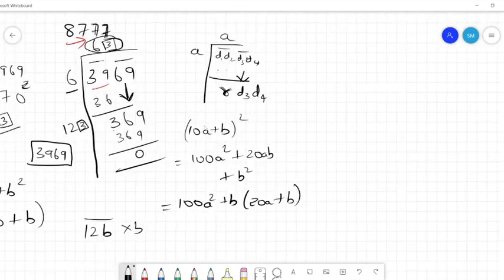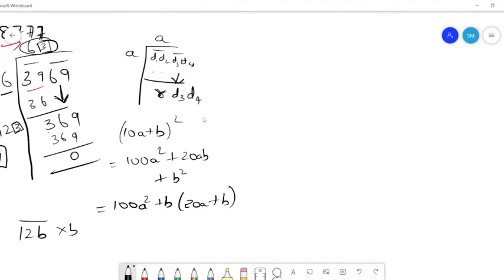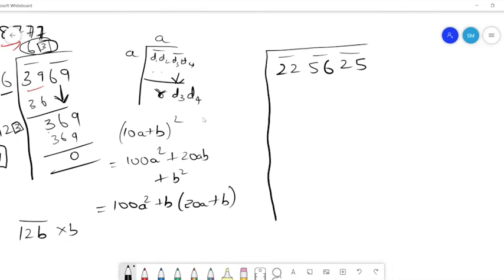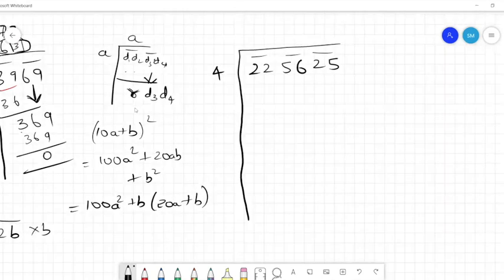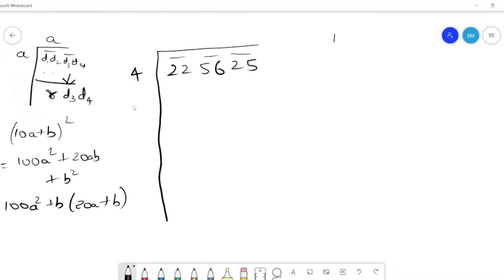So now I will take a bigger number and find its square root. So 2, 2, 5, 6, 2, 5. Using this method, I will write it like this. And what would my first digit be? 4. Exactly. So this number is clearly between 400 and 500. That is easy to see because 400 squared is 160000 and 500 squared is 250000, and this number is clearly between that.